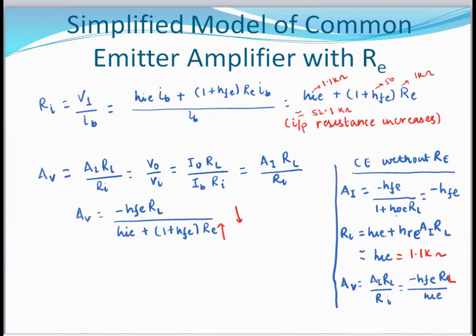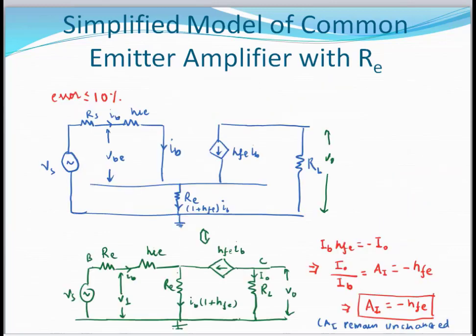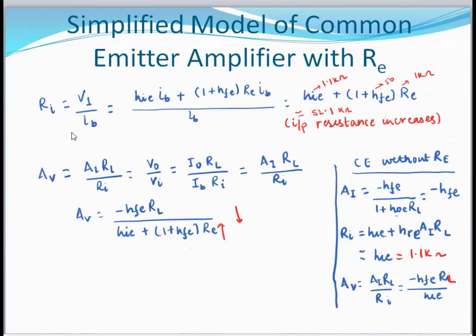So we can conclude here, in case of the common emitter amplifier with unbypassed emitter resistance, that current gain will remain unchanged either using emitter resistance or not using emitter resistance, and input resistance increases many times here, and voltage gain reduces because of the increase of input resistance. So we can write voltage gain decreases.